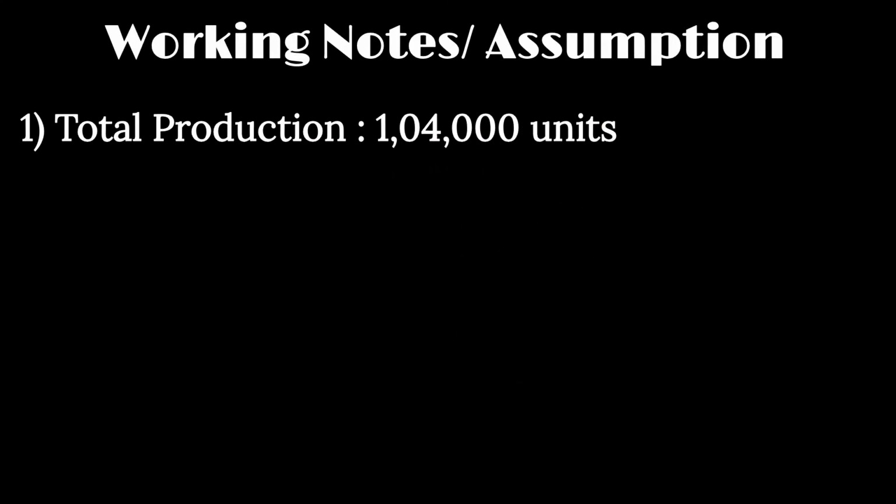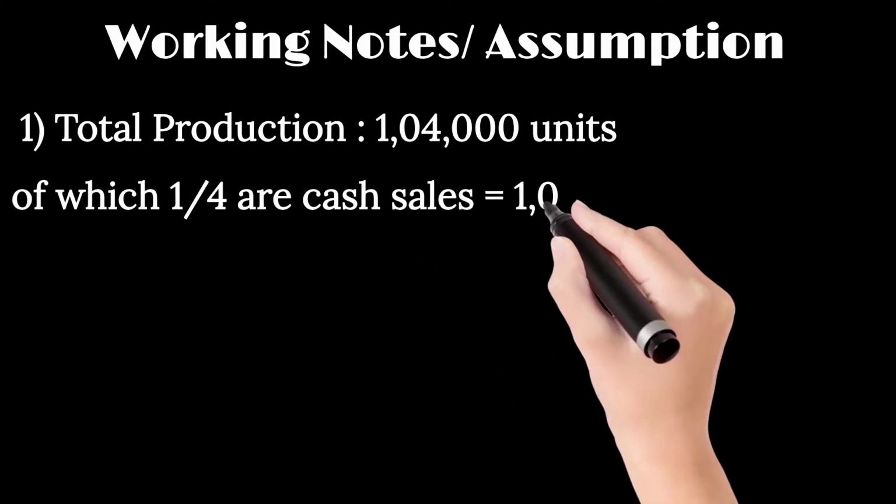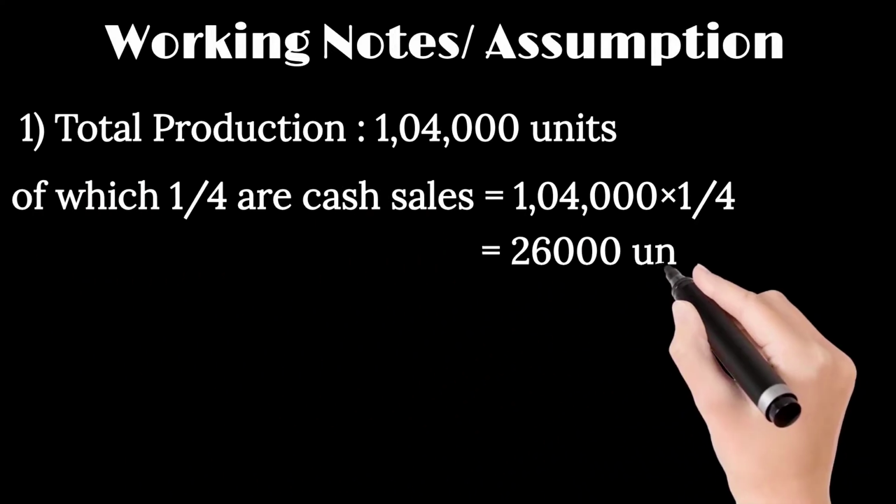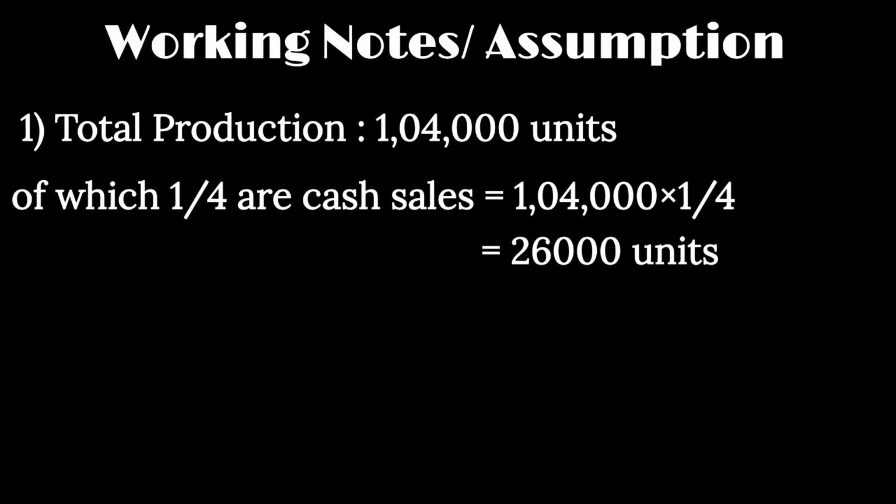So the total production given in the question was 1,04,000 units, and they also said that 1/4 of the sales is done in cash. That means 1,04,000 into 1/4 gives us 26,000 units. So 26,000 units is the unit of production that is done through cash sales.